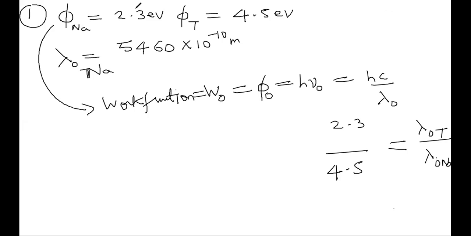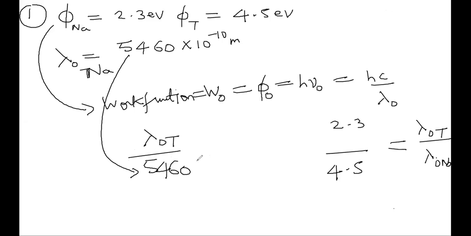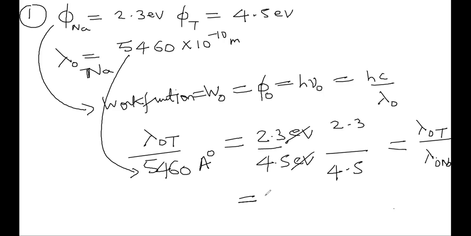We have to substitute those values which are given in the question, those numbers, and solve. Lambda naught of tungsten we don't know, so write it as lambda naught of tungsten by lambda naught of sodium, which is given to us. Substitute this value here, 5460. Better write it as angstrom units only. The answer will again be in angstrom units. It is equal to 2.3 by 4.5. The electron volt will get cancelled because it's the same unit. Now we just have to solve this. 4.5 means almost this will convert as 23 by 45.